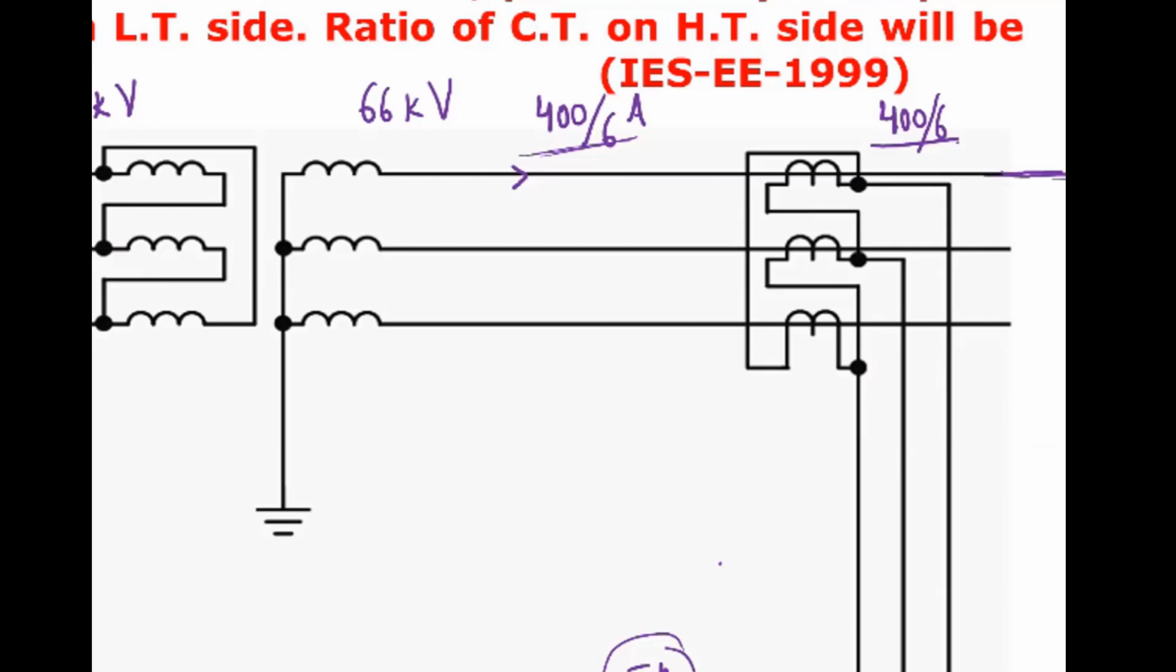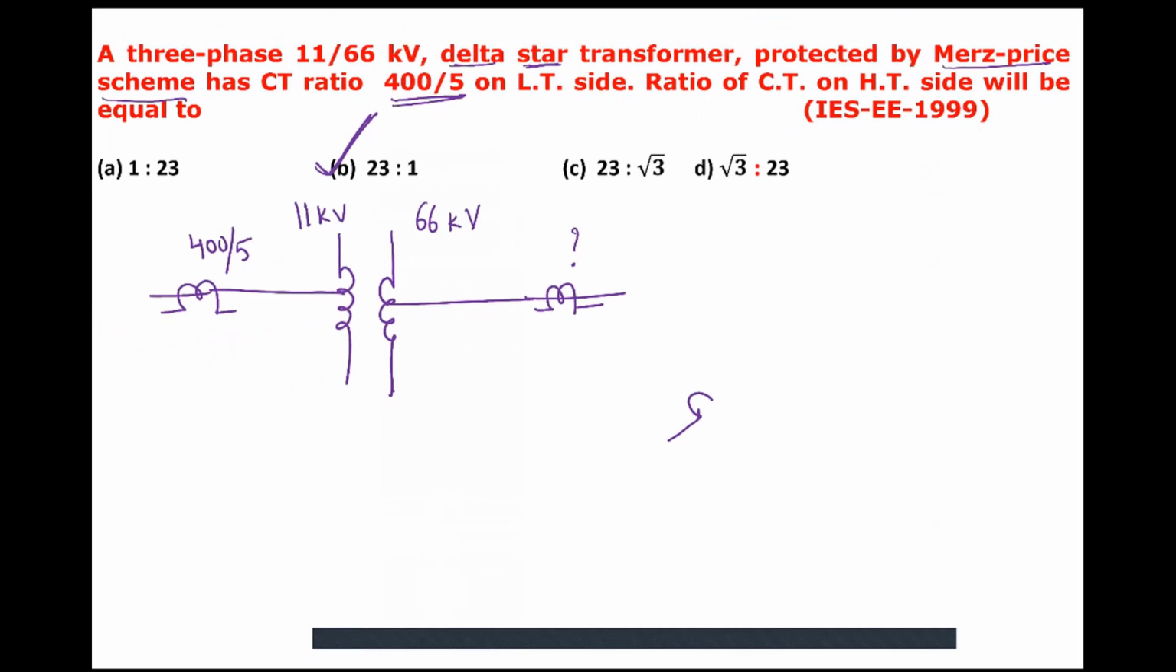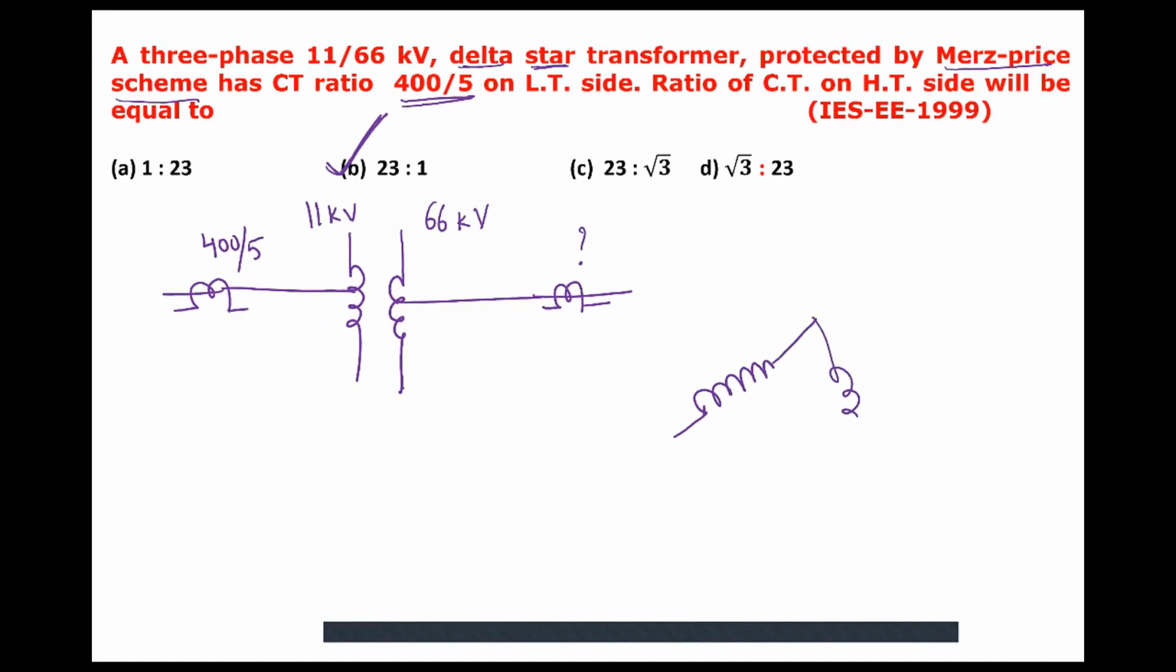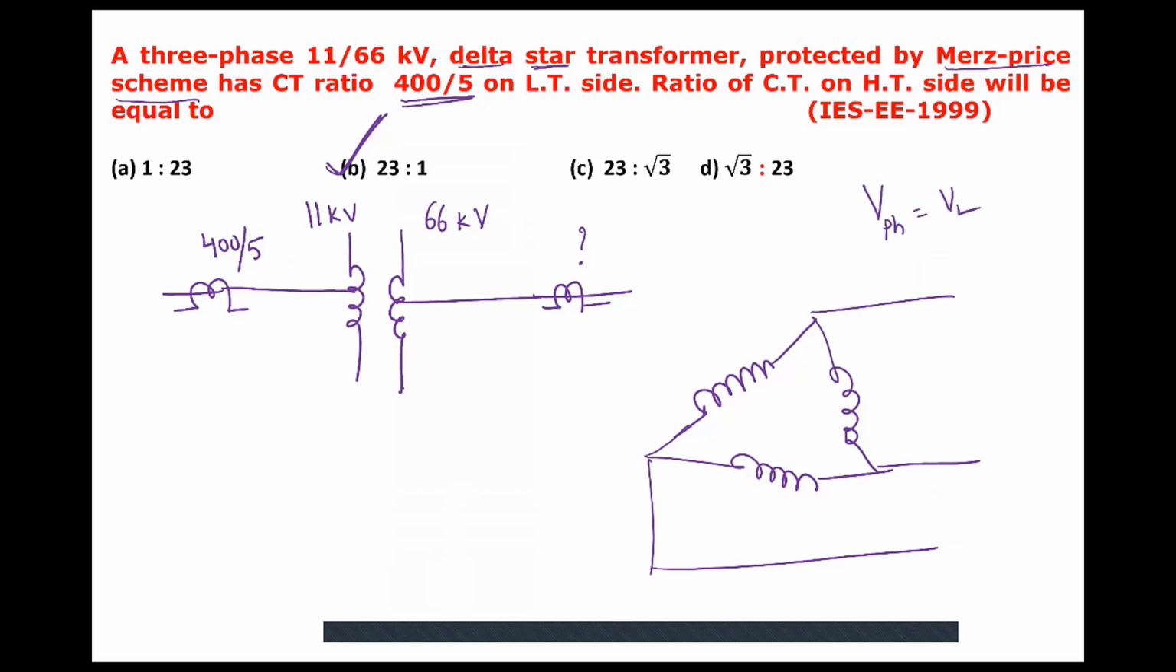So out of delta, in a delta, if you recollect, in a delta winding, what is the condition? Your phase voltage and line voltage are the same, but your phase current and line current are different. The line current, the current coming out here, is the line current. The current flowing through the winding is the phase current. Here the relationship is I line equals I phase into root 3.